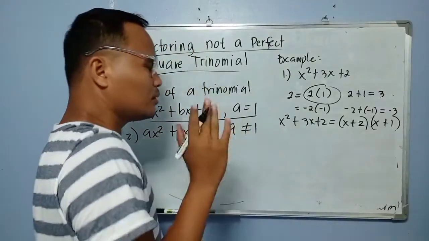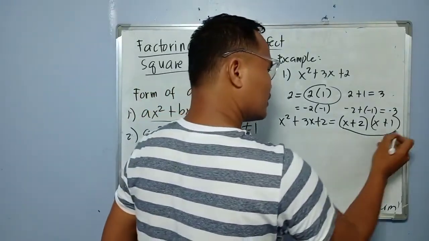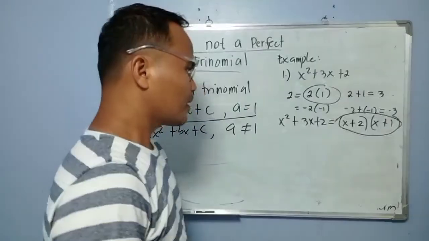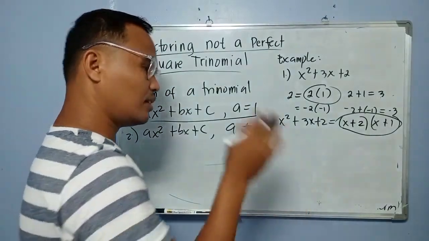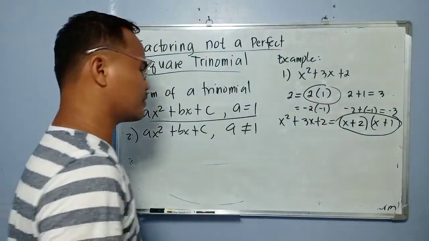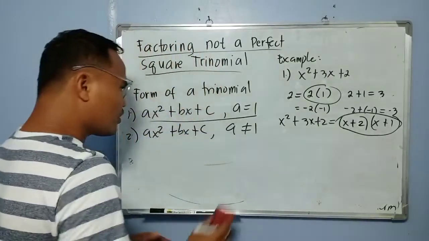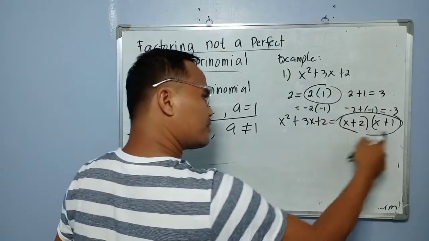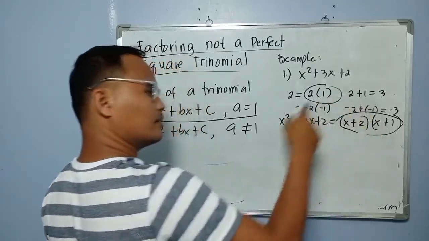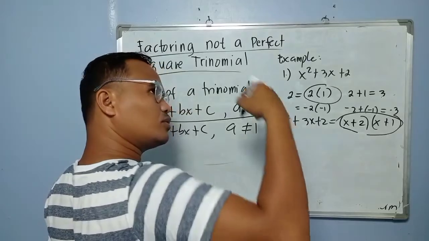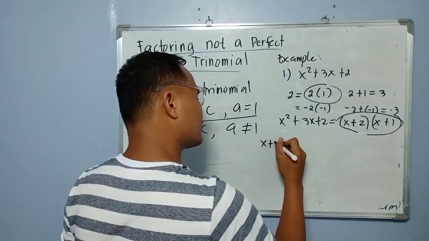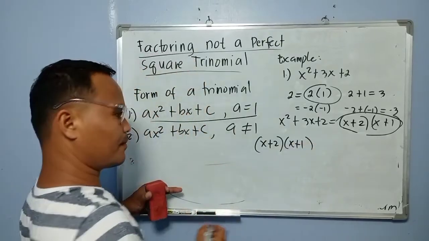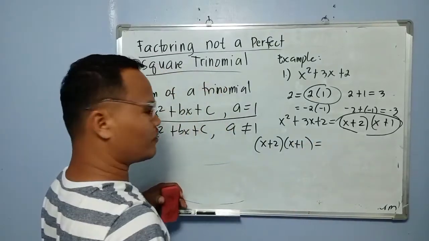Now, how are we going to convince ourselves that x plus 2 and x plus 1 are the factors of x squared plus 3x plus 2? Now, if you remember the FOIL method, let us check that these factors are correct. So we are going to use the FOIL method on x plus 2 times x plus 1. How are we going to use the FOIL method?